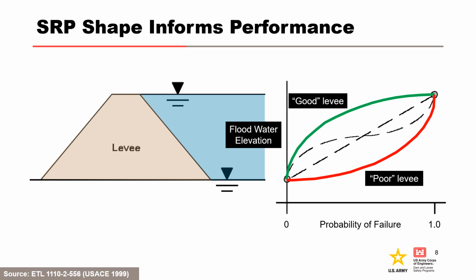As illustrated by these example curves, the conditional probability of failure could have a wide range of shapes. For a good levee, the probability of failure may remain low and reliability remain high until floodwater elevation is rather high. In contrast, a poor levee may experience greatly reduced reliability when subjected to even a small flood head.